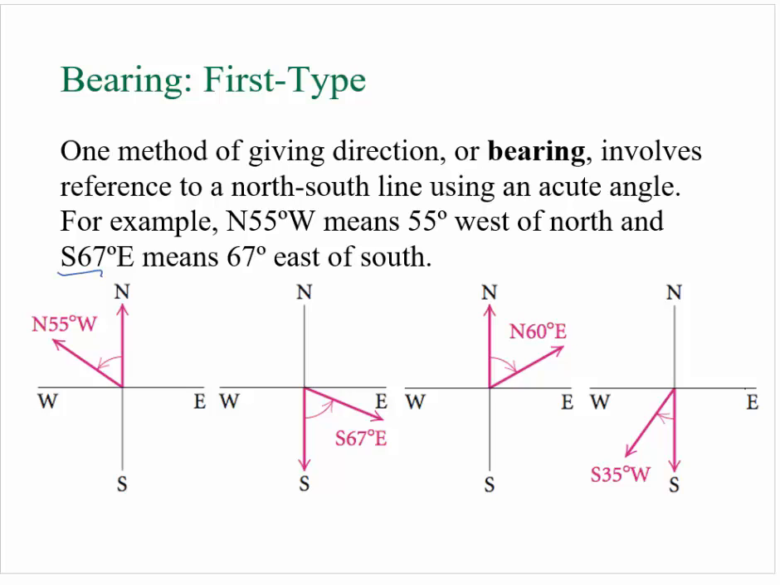If we do south 67 degrees east, that means we start in the center, we're looking down, and if it's east, that means we're looking to the right. This would be north 60 degrees east, so we're starting up, and we look to the right, and enclosed is 60 degrees, and this would be south 35 degrees west. The one thing is that we're always using an acute angle.